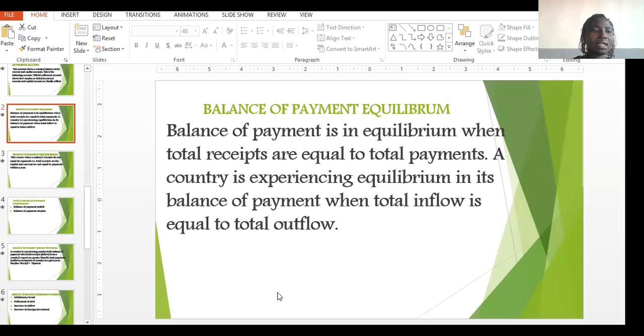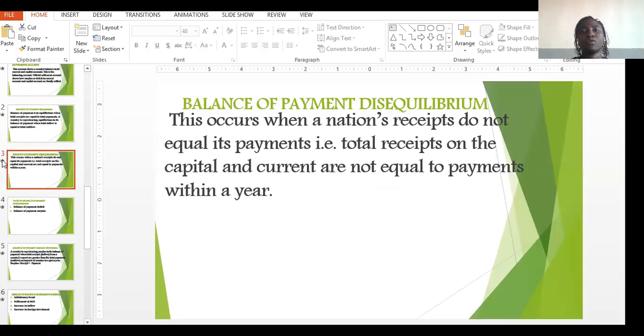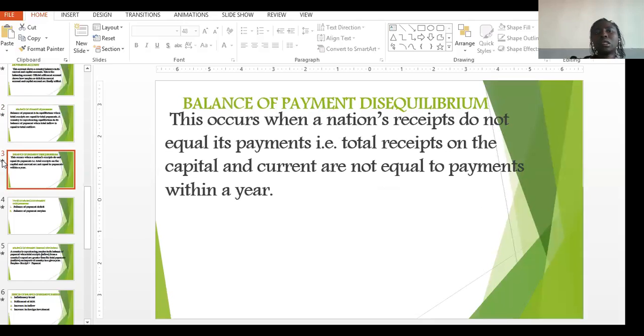So we quickly look at the balance of payment disequilibrium. This occurs when a nation's receipts do not equal its payments. That is, if the imports and exports are not equal. That is balance of payment disequilibrium. Total receipts on capital and current accounts are not equal to the payments within a year.